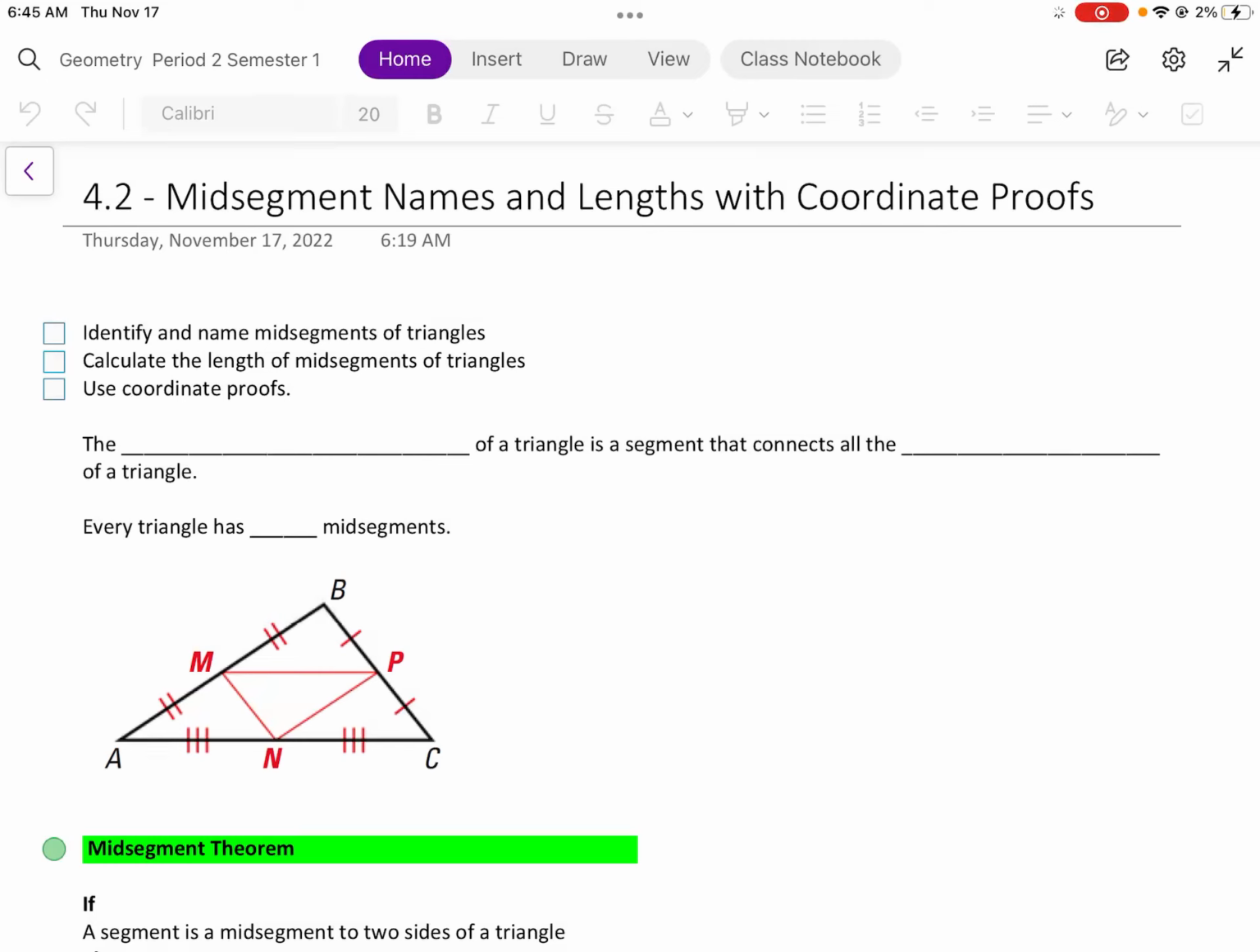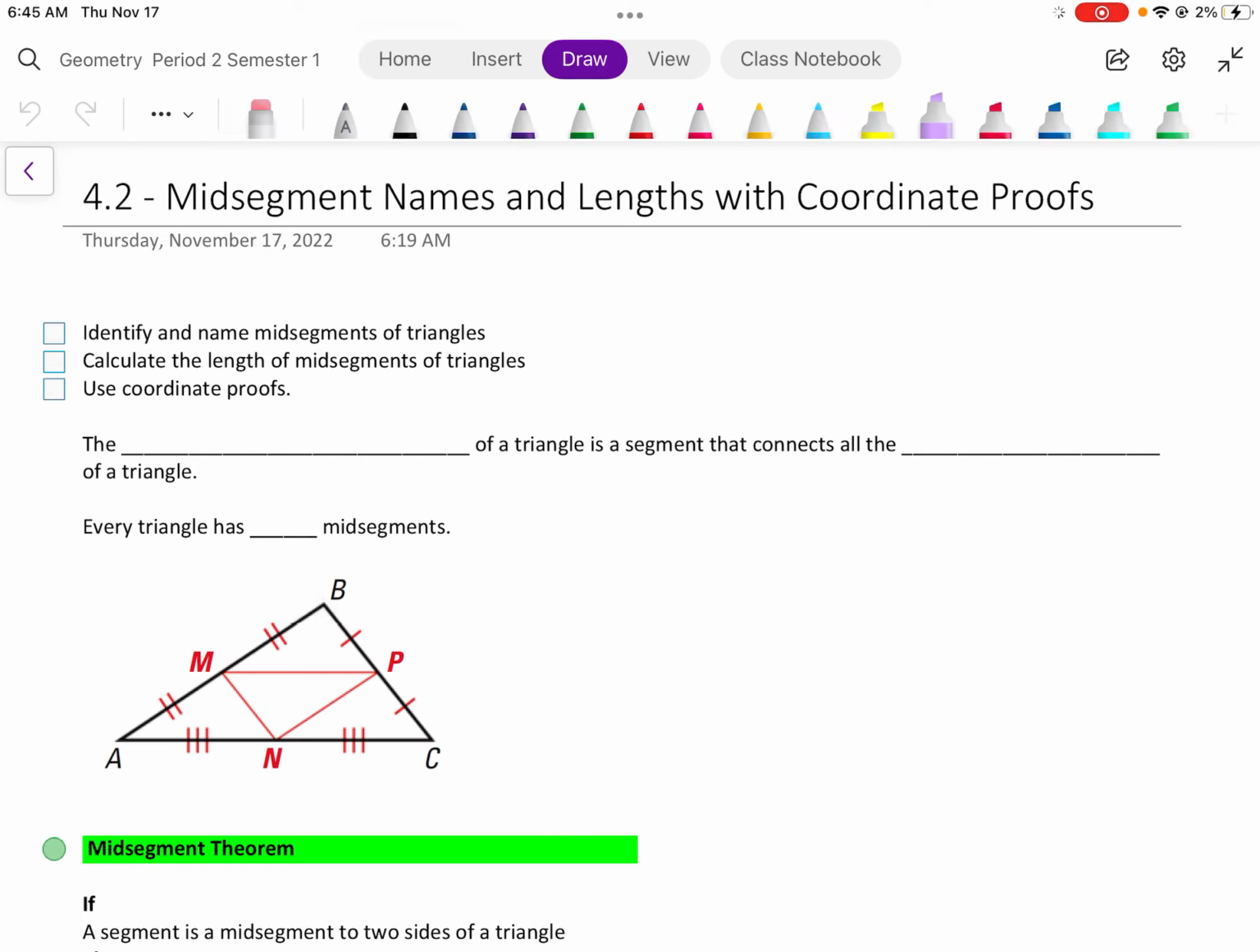So this is section 4.2, and we're going to be going over mid-segment names and lengths with a coordinate proof. So we're going to be identifying and naming mid-segments in a triangle. We are also going to be calculating the length of these mid-segments, and we're going to see how that works with our information.